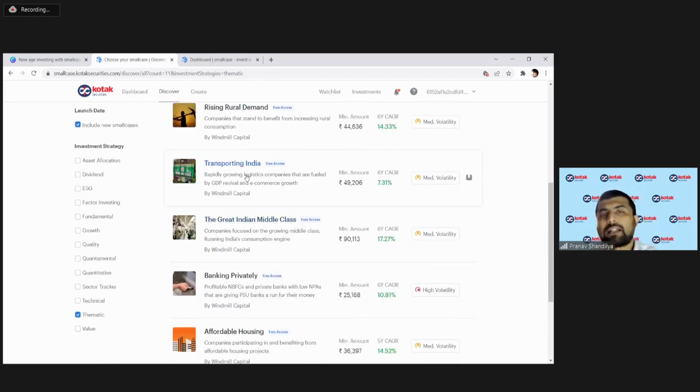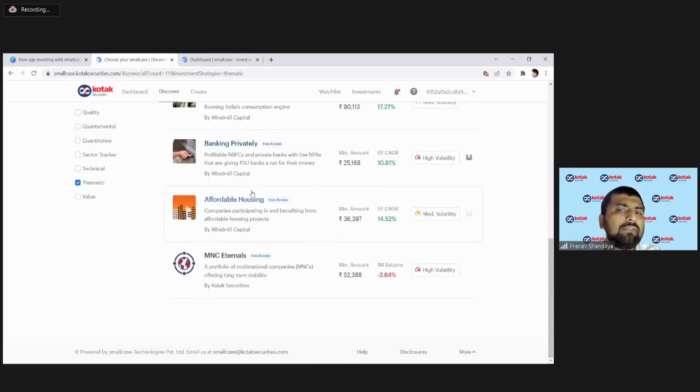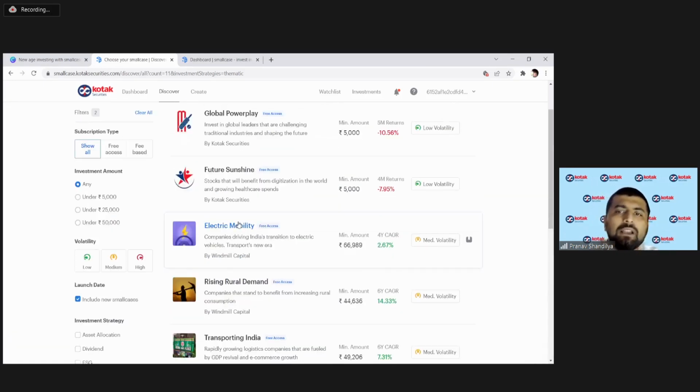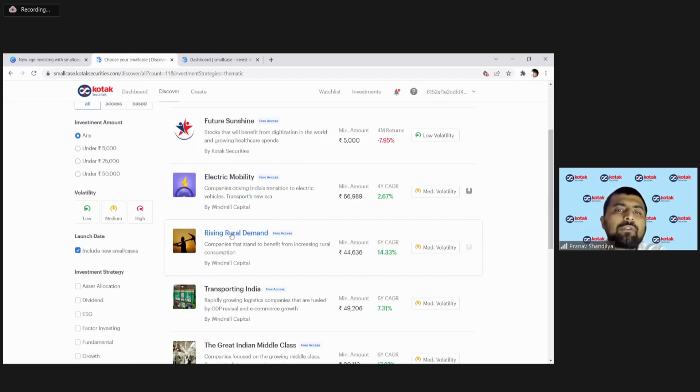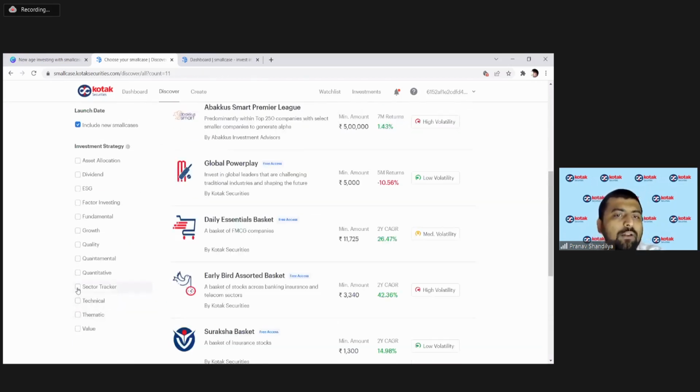Then we have something called Transporting India, where we invest in logistics-based companies. Then we have something called Great Indian Middle Class, where we invest in those companies which middle class Indians prefer, because the population of middle class Indians is expected to double very soon. Then we have affordable housing and so on, where we invest in those companies which are taking part in building affordable homes, because that is also going to be a theme that is going to play out later. So similarly, there are a variety of different themes also available. So if you want thematic portfolios, you can click on thematic portfolios.